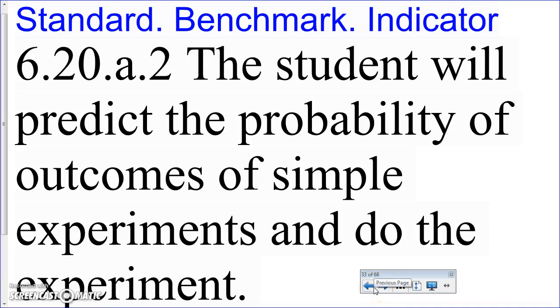Today we are looking at geometric probability. Please copy down the standard benchmark indicator at the top of a clean page in your notebook. The student will predict the probability of outcomes of simple experiments and do the experiment. You can pause the video here to copy down the SBI.